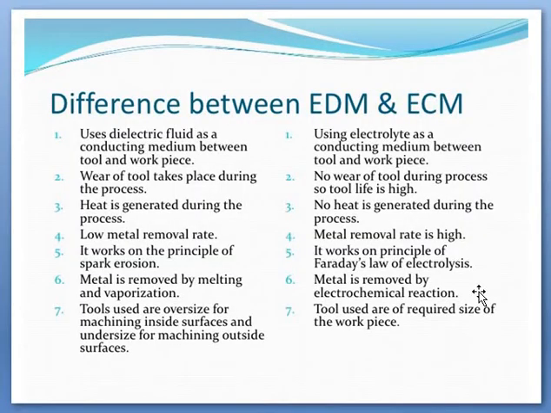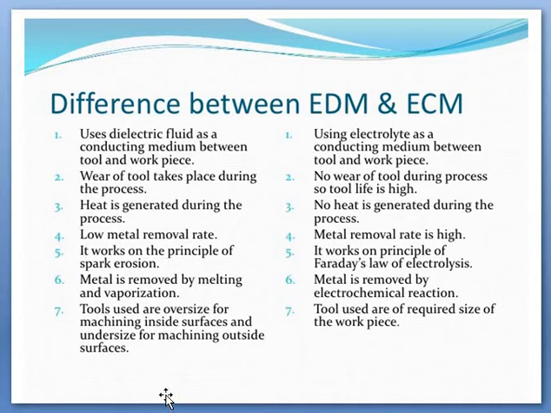The last part of this chapter is related to the comparison of some of the main non-conventional machining processes. The first comparison is between electric discharge machining and electrochemical machining. The first part: in electric discharge machining, we are using dielectric fluid as a conducting medium between tool and workpiece, whereas in electrochemical machining, we are using an electrolyte, that is NaCl, as a conducting medium between tool and workpiece.